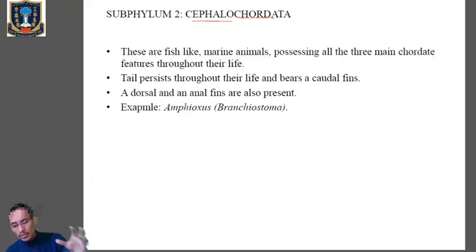Okay. Number 2, we can say that the tail persists throughout the life and they bear a caudal fin, or dorsal and anal fins are also present. So let's see the examples. We have got Amphioxus, which is also called Branchiostoma. Okay, let's see the figure.